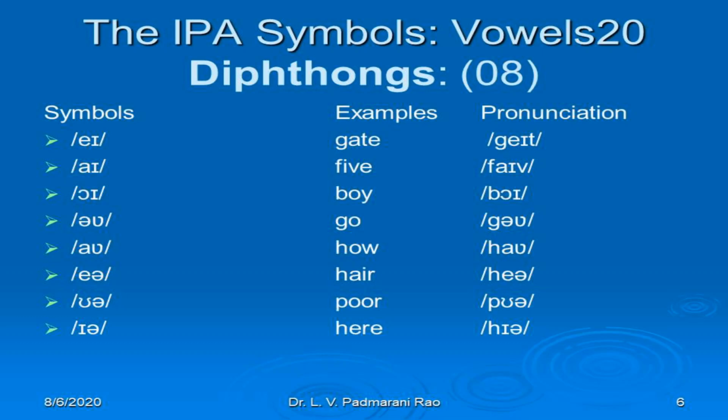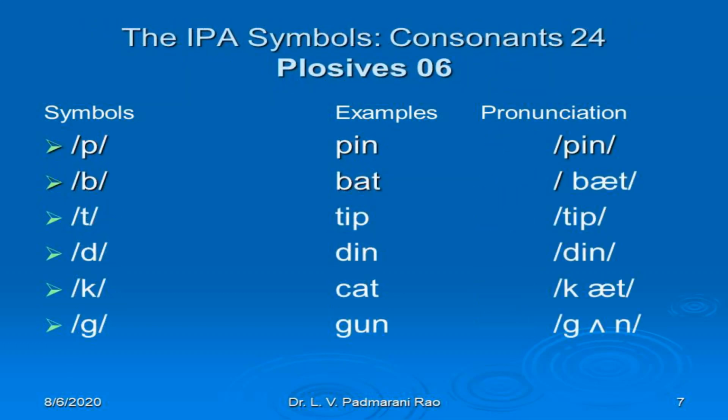The mastery in the pronunciation of the vowel sounds is required for correct speech. Good speaking skills can be enhanced with the mastery of these phonetic sounds. Keep practicing all the sounds. Next, we move on to the consonants. There are 24 consonants in English.